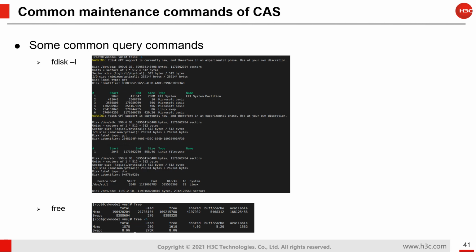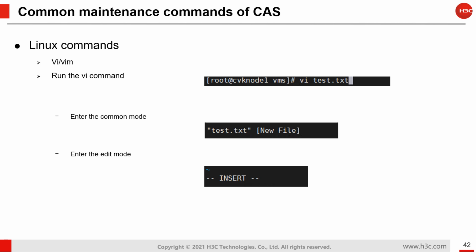fdisk -l. We can use fdisk -l to check more detailed information about the disk. free. We can run the free command to check the total memory, used memory, free memory, and available memory. Next, let's talk about Linux commands.